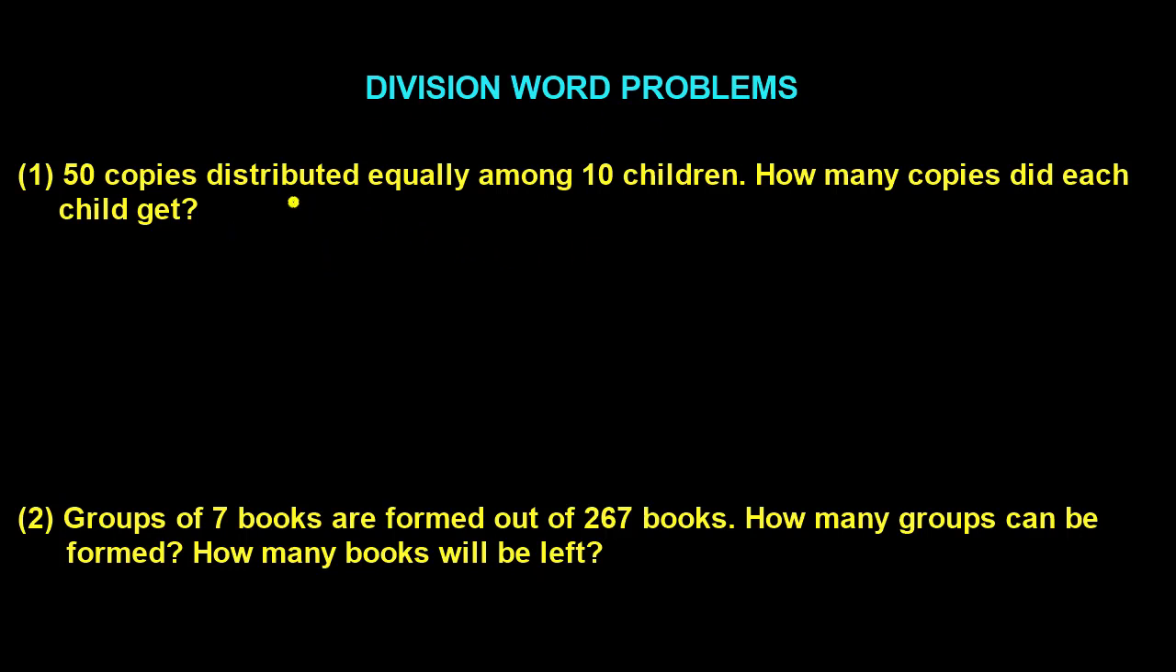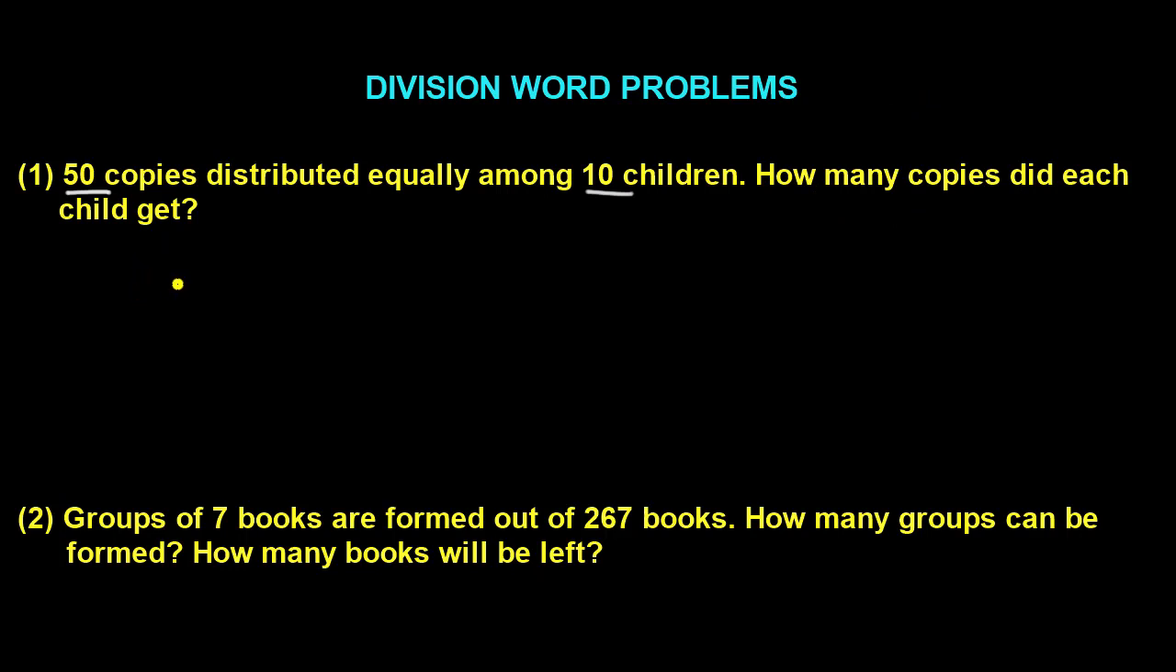Okay, the question is: 50 copies are distributed equally among 10 children. So here we have the number of copies, 50, and these copies are distributed equally among 10 children. We want to distribute them equally among these 10 children. Now the question is, how many copies did each child get?